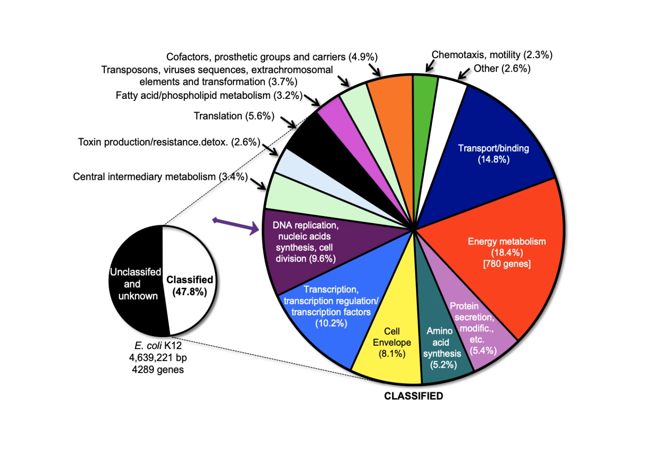And then, again, you have this DNA replication, transcription, amino acid production, protein secretion, etc., making up a fairly large proportion of the genome. And then building the cell envelope. Here are some genes specific to translation, fatty acid metabolism, and then transposons, viruses, etc.